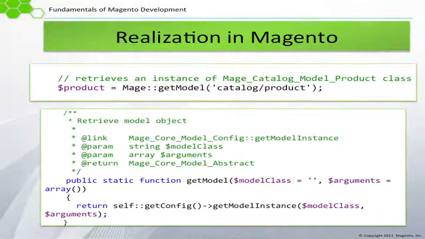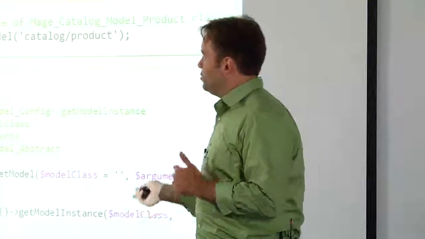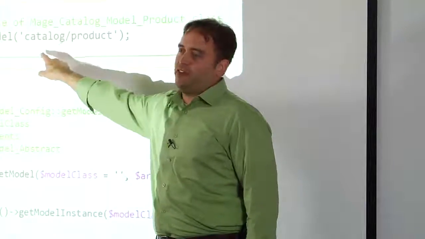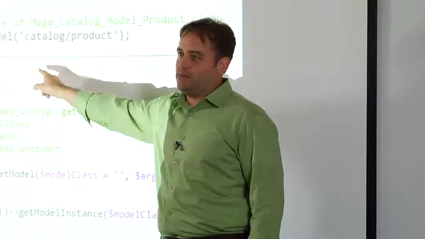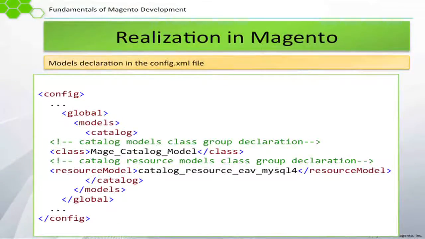If you want to leave, now's the time. There's no going back from here. Once you go down this road, you're going to start getting really excited. Mage catalog model product, this is what gets it. Here's that call to getModel, and then eventually you have getConfig, getModelInstance, and so on, goes through here. This is the important stuff to remember. This is configured. This is a configuration value, okay? This is it. This is everything.